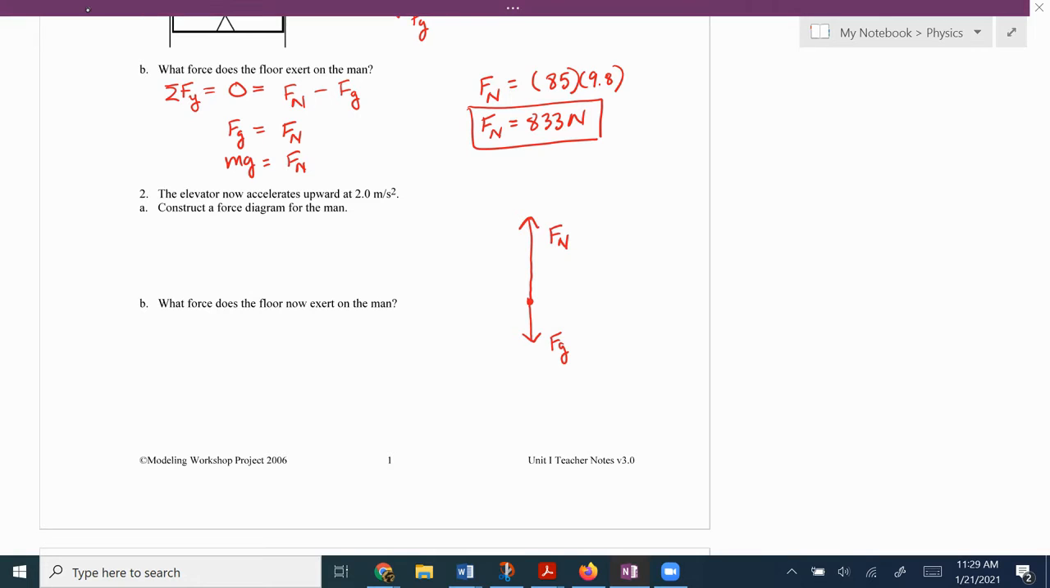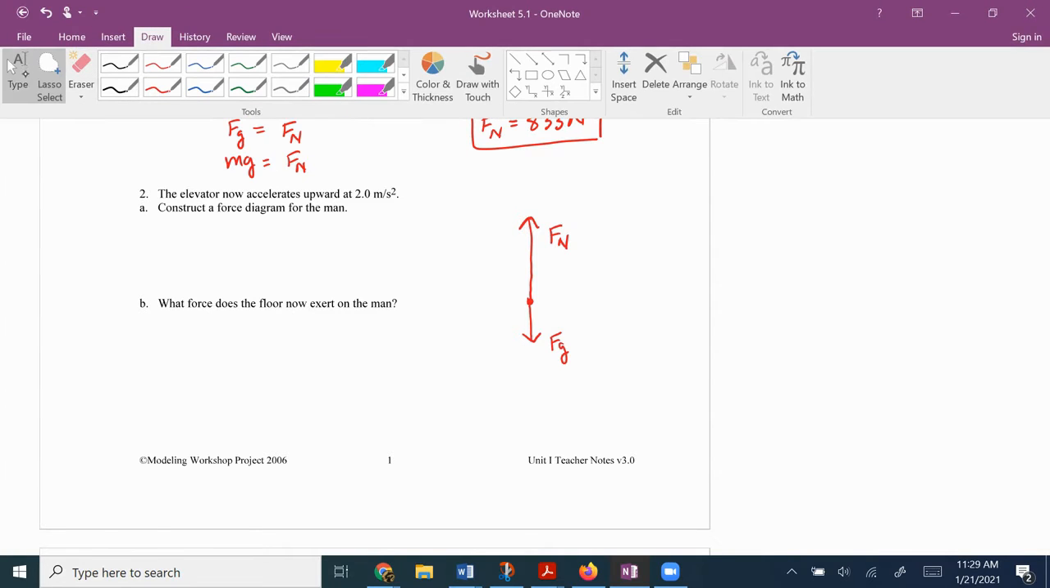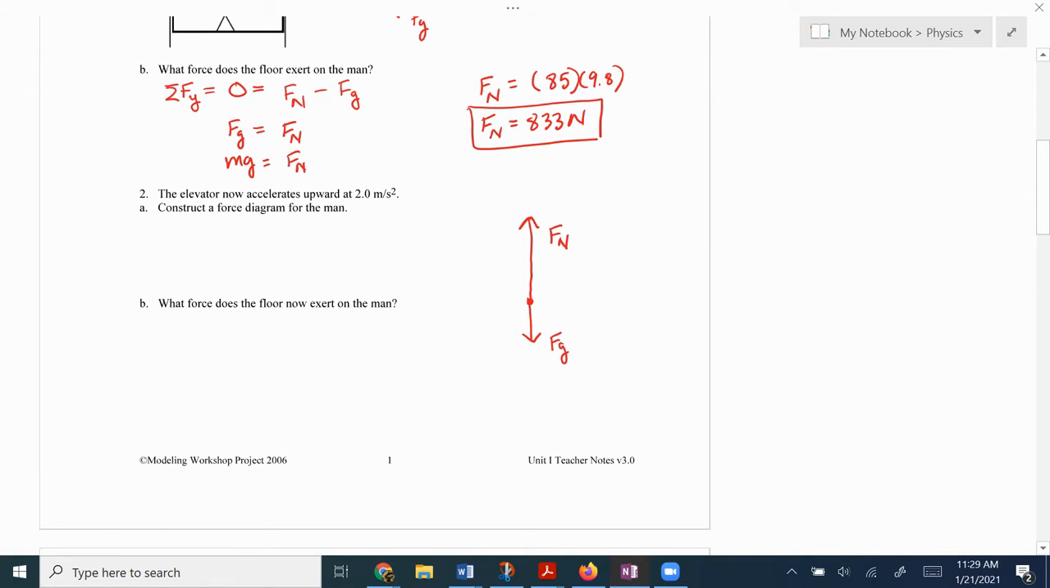Okay, next up, we need to solve for the normal force again. This time we are accelerating, so when we sum our forces in the y direction, we will have ma as the net force, and that's your up forces minus your down forces. We are solving for the normal force, so I'm going to add the force of gravity to the other side. I get ma plus the force of gravity, which is mg. I'm going to go ahead and plug in mg right now.